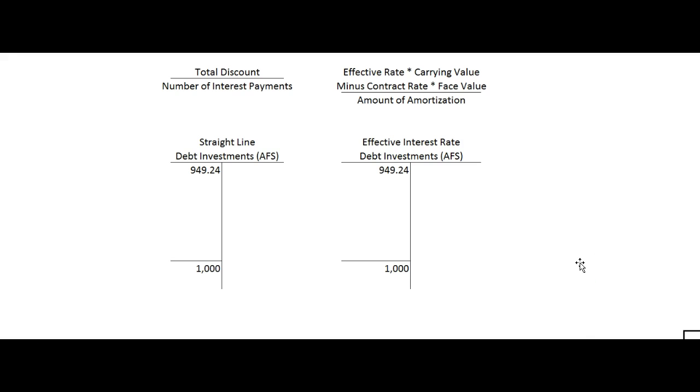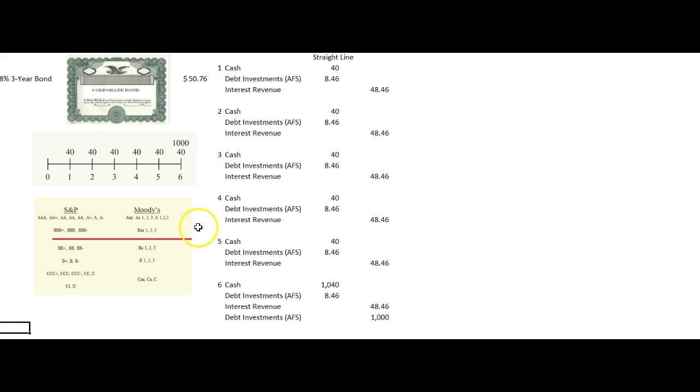Under the straight line method, it's really simple. We'll take that $50.76 discount, divide it by 6 because there's 6 interest payments between now and maturity of the bond. And that means we're going to amortize it $8.46 every time we receive an interest payment. So every time we get a cash payment of $40, we're going to debit cash for $40. We're going to debit debt investments available for sale for $8.46. And to make that journal entry balance, we'll need to have interest revenue of $48.46.